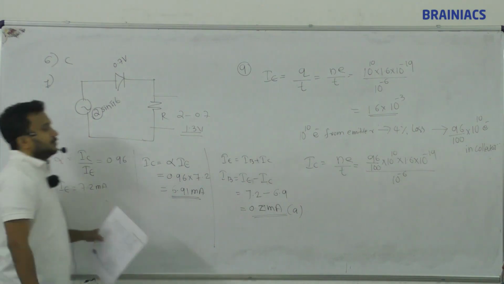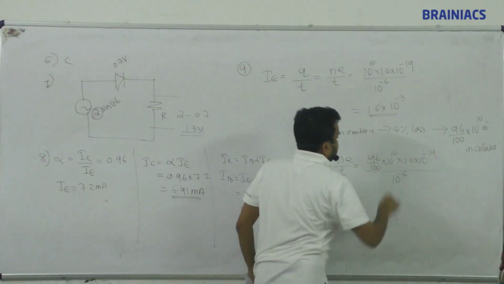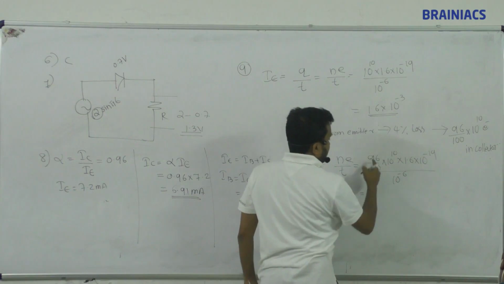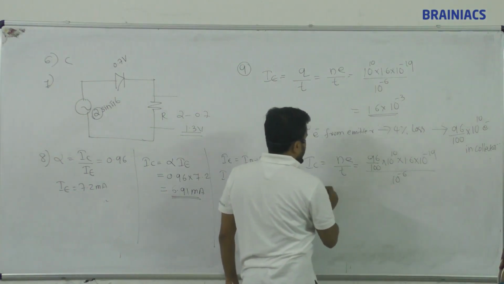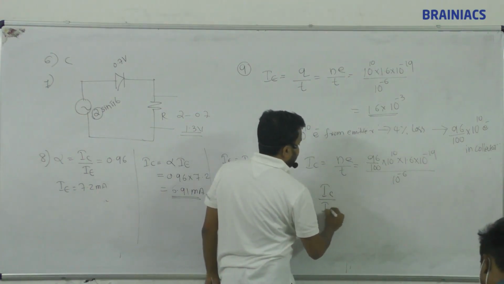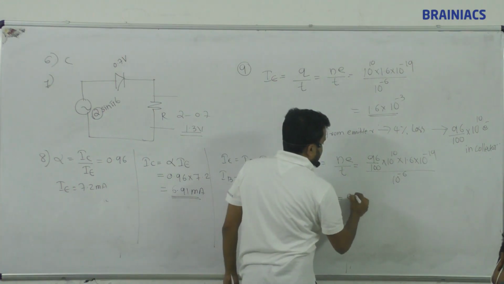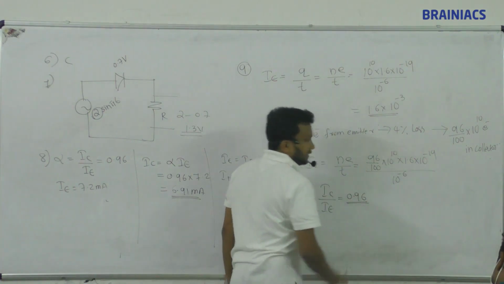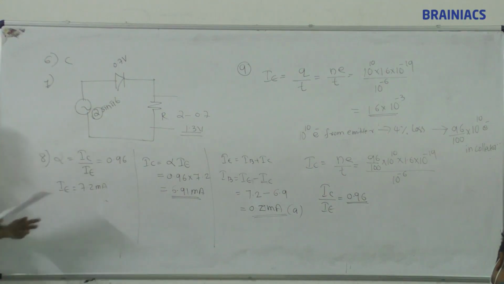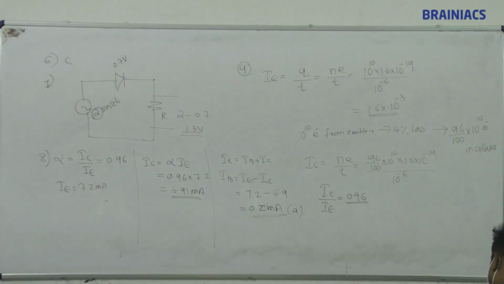A ratio, how much will come? Everything will get cancelled, right? So how much will come? 0.96. Okay, so I think whatever time we have taken is correct. Whatever time you take, anyway it will cancel. That's the logic, nothing else. Okay.